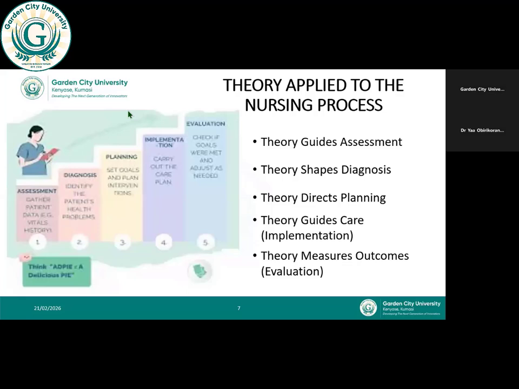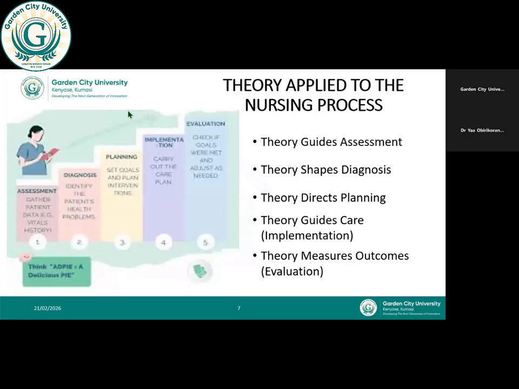Assessment, you are looking out for the patient's data. Now, this data, you are basically gathering information about the patient. The data can be subjective or objective. Subjective is based on what the patient tells you, and objective is based on what you see, measure, and hear as you collect your data from the patient.